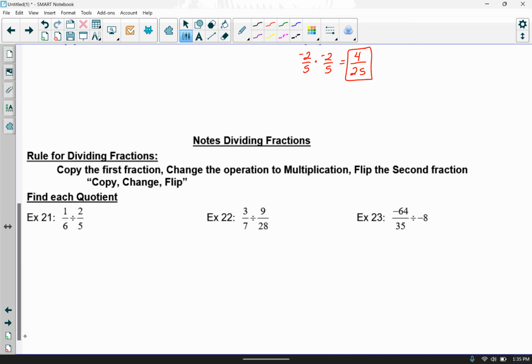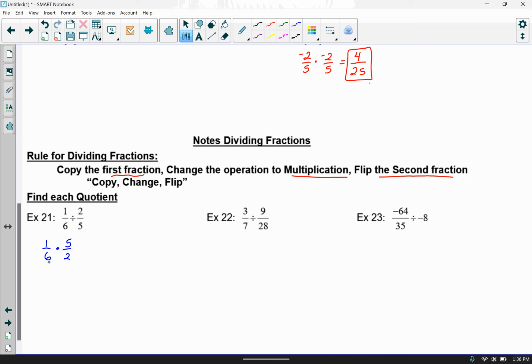Last thing we'll look at in this particular set of notes is dividing fractions. The rule for dividing fractions is you copy the first fraction, change it to multiplication, and then you flip the second fraction. You might have heard copy, change, flip, or keep, change, opposite. I've heard those from various folks in the past. Let's look at examples 21 and 23 together. In example 21, it tells me to divide, so the rule is copy the first one, change it to multiplication, and flip the second one, 5/2. Flipping a fraction is referred to as the reciprocal, if you ever hear that term.